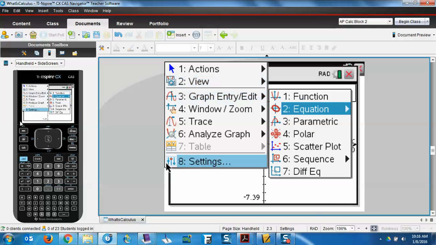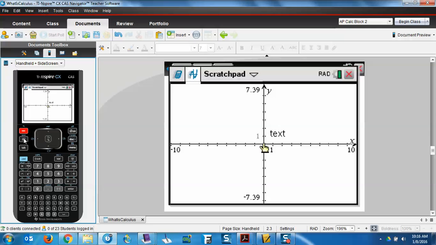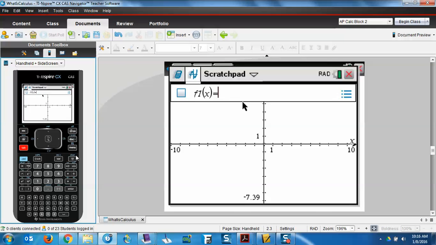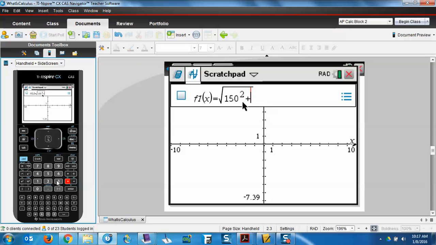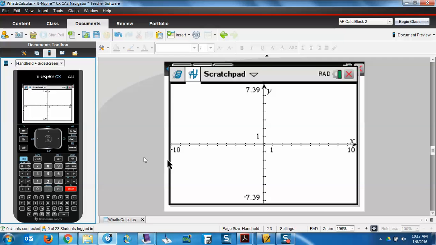Okay, so the speed. I need the square root, and then it would be 150 squared plus, and then parentheses, negative 32, and I've got to use an x since I'm graphing here, squared. So wouldn't it be that right there? That would be our speed graph, and then we hit enter, and I don't see anything.